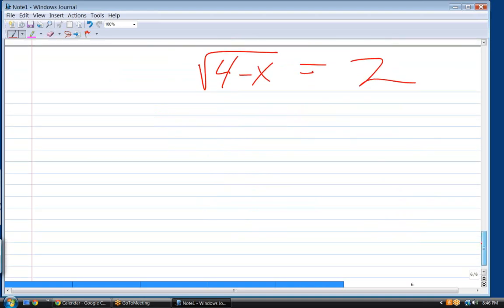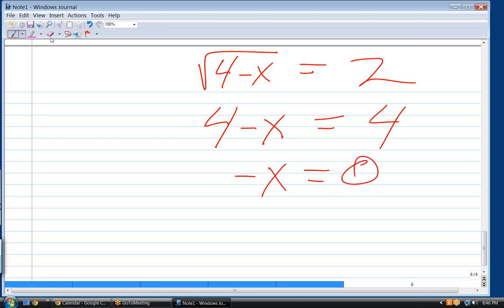And then you square both sides. When you're solving an equation by squaring both sides, you don't have to worry about the plus or minus. It doesn't come into play. Okay. I'm just going to square both sides like that. So x has to equal 0. In other words, if I get minus x equals 0, so x is equal to 0.